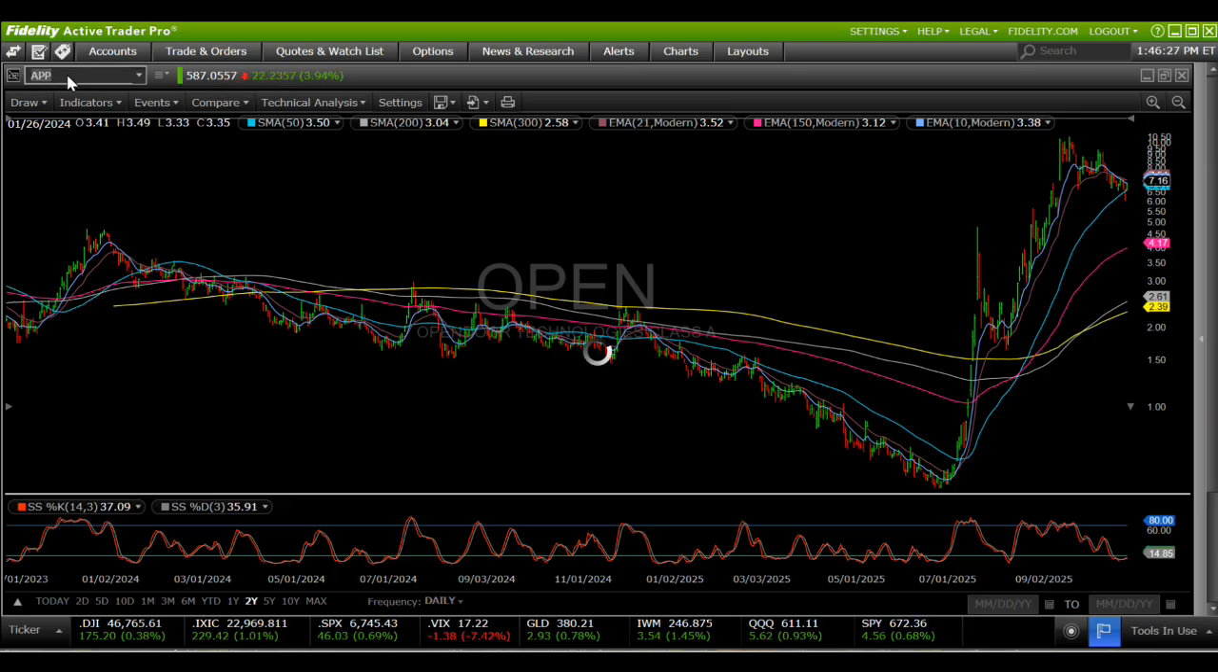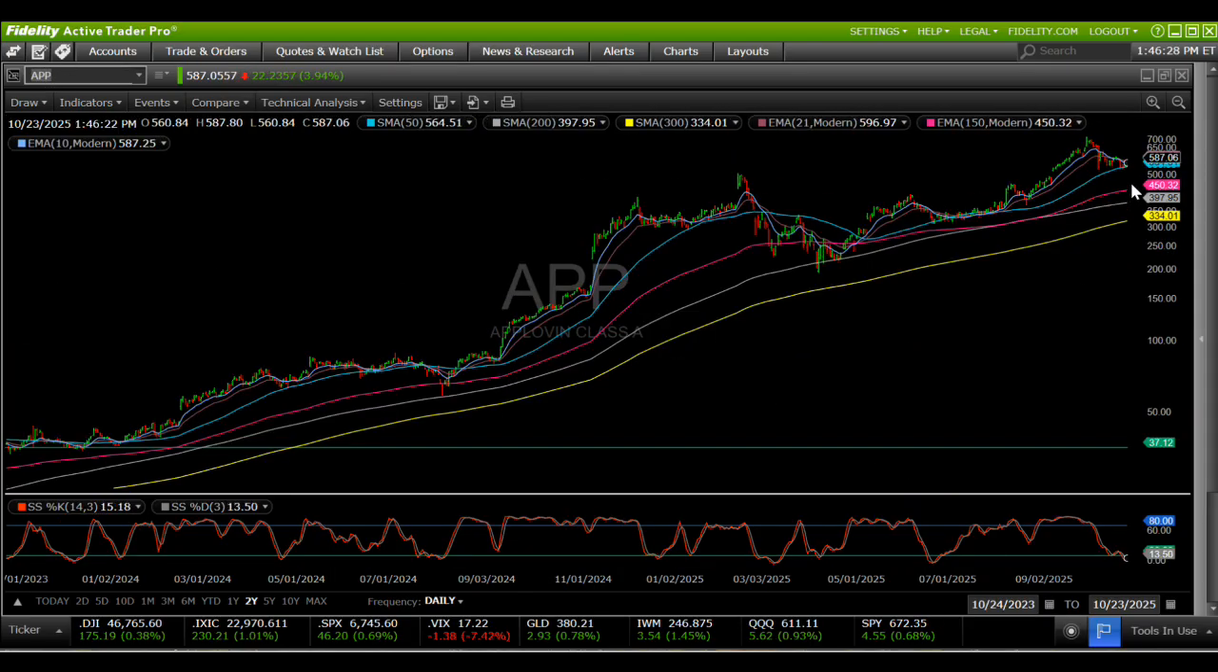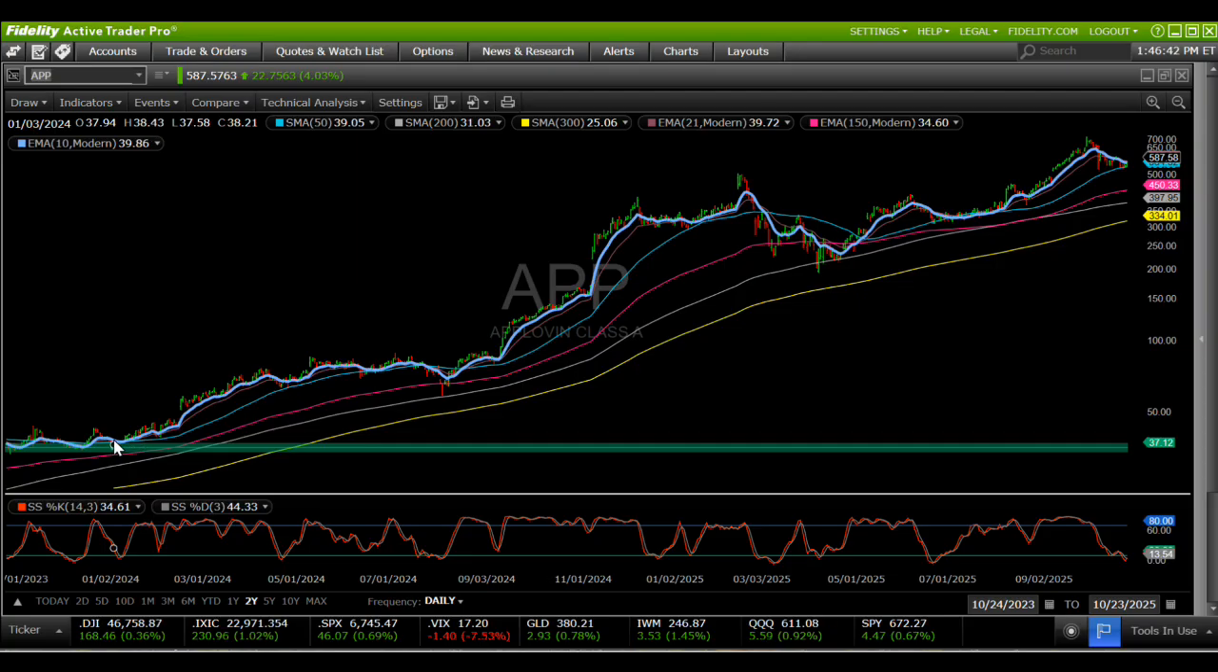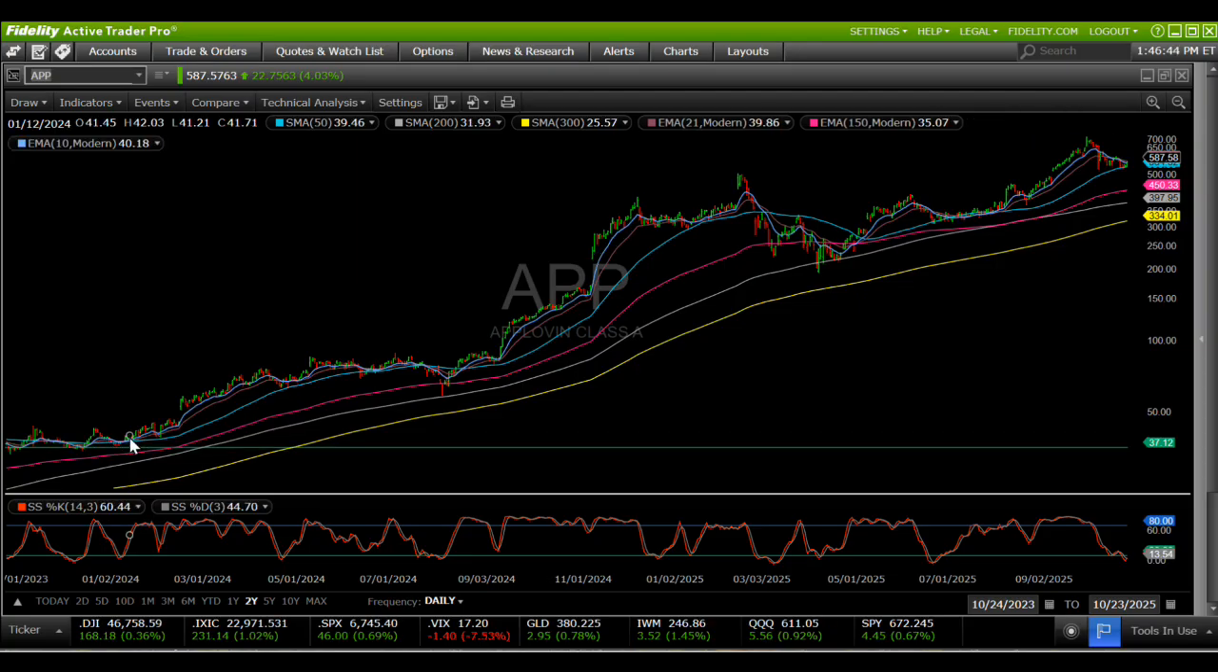APP is another one I really like. This is a little bit more expensive, 587, but came down to the 50-day, so I was buying here the last couple of days. I do like this stock a lot. You can see the trend here is really good. Just a really nice move from back in January of last year, it was trading in the 30s, 40s, and now all of a sudden it went all the way up to 745 back in September. That's just an incredible stock. So I like that one a lot.